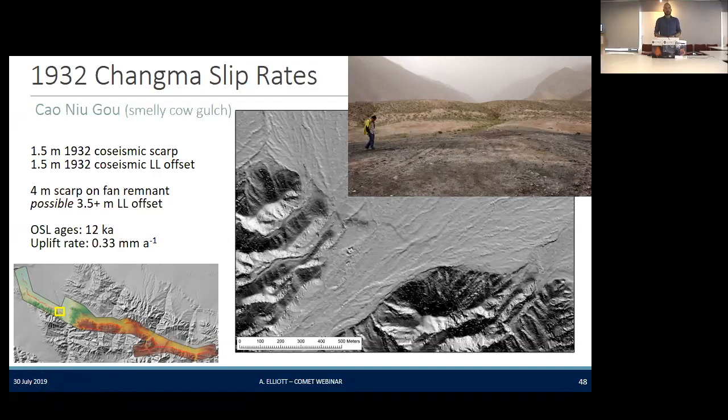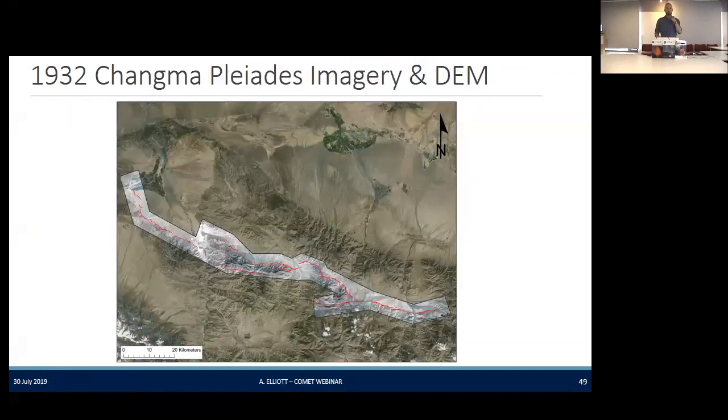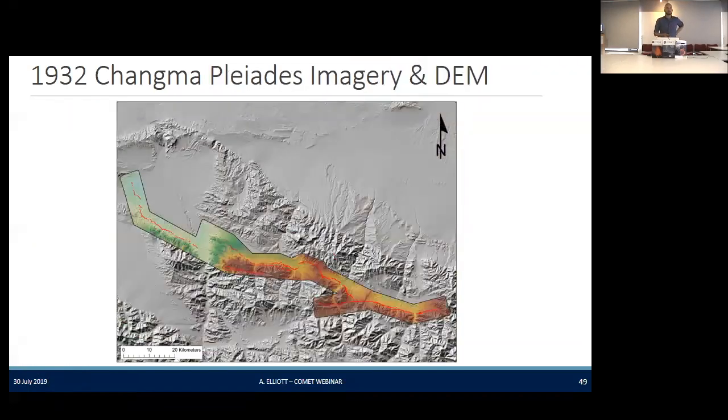At this site, we can also identify lateral offsets in the alluvial fan. And so all along this earthquake rupture, we're able to document both the uplift, the vertical offsets, and lateral offsets where they exist. What that results in is a map of some key sites showing the sense of slip along different portions of this fault.